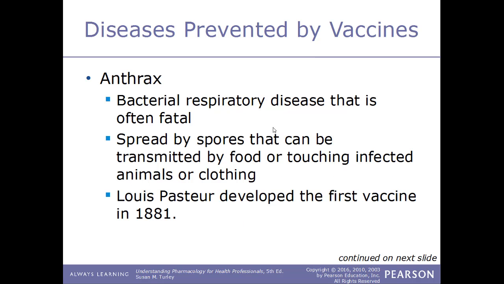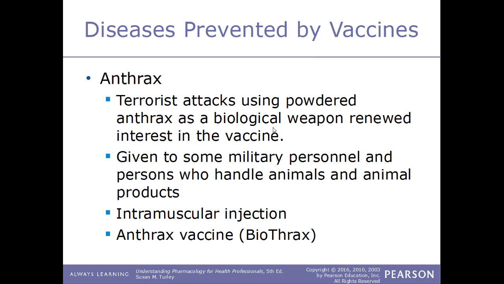Next, anthrax. This is a bacterial respiratory disease that is often fatal, and it is spread by spores that can be transmitted by food or by touching infected animals or clothing. The first vaccine for anthrax was developed by Louis Pasteur in 1881. Terrorist attacks using powdered anthrax as a biological weapon have renewed the interest in the vaccine. This is given to some military personnel and persons who handle animals and animal products. The vaccine is given through an intramuscular injection, and is commonly known by its trade name, Biothrax.